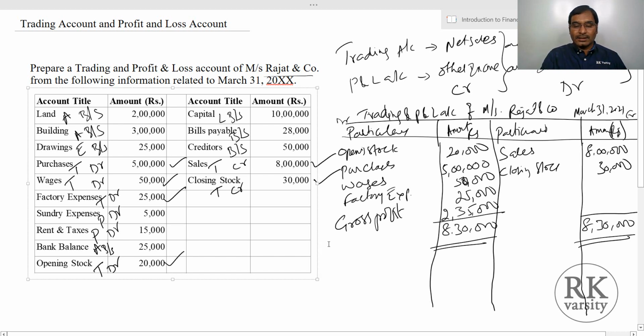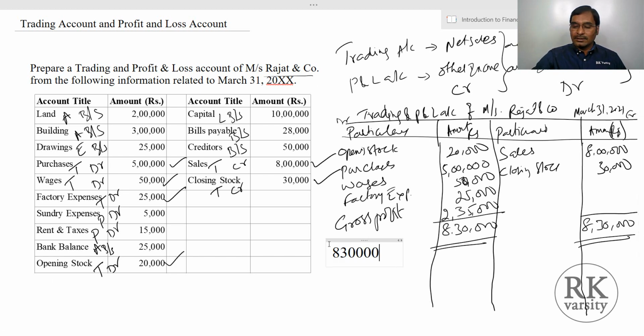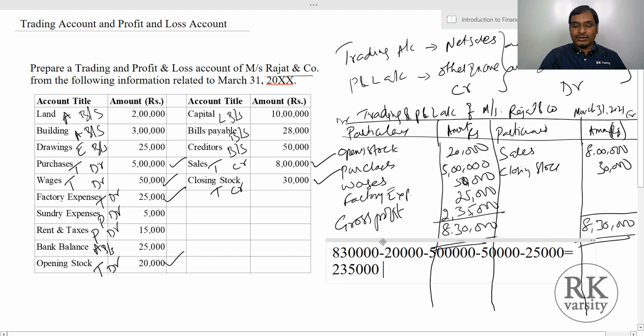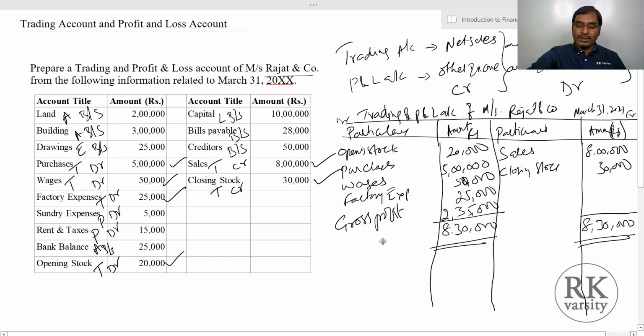We'll cross check this one. 8 lakhs 30,000 minus 20,000 minus 5 lakhs minus 50,000 minus 25,000, so 2 lakhs 35,000. So 2 lakhs 35,000 is the gross profit that we received. Now we'll bring the gross profit here. Gross profit brought down, 2 lakhs 35,000. Now this is our P&L account, profit and loss account.